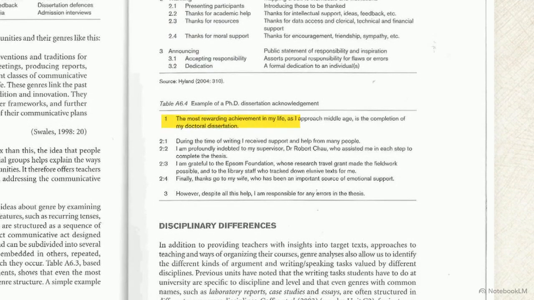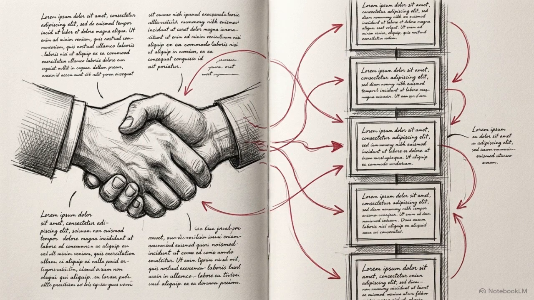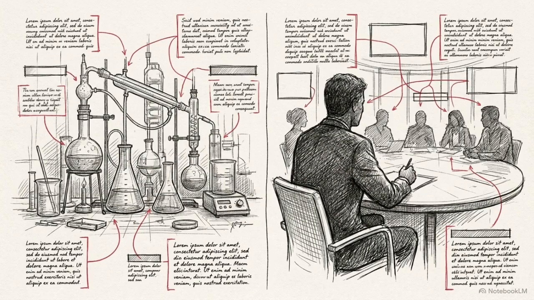The author reflects on middle age, executing move 1. Thanking their supervisor matches step 2.2. Thanking library staff satisfies step 2.3, and his wife fulfills 2.4. Finally, stating responsibility executes move 3. Even emotional expressions of gratitude in academia are governed by recognizable and deeply ingrained structural moves. If personal acknowledgments follow strict rules, what happens when we examine macrogenres across different academic fields?